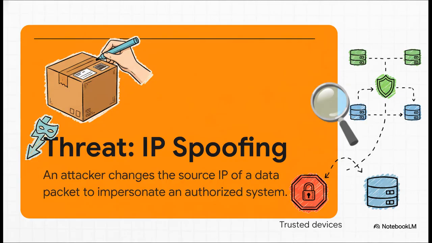Okay, here's another nasty trick: IP spoofing. This is the digital version of an imposter using a fake return address. An attacker forges the source IP address on their packet to make it look like it's coming from a trusted device. They're trying to impersonate someone you trust to trick their way past security.